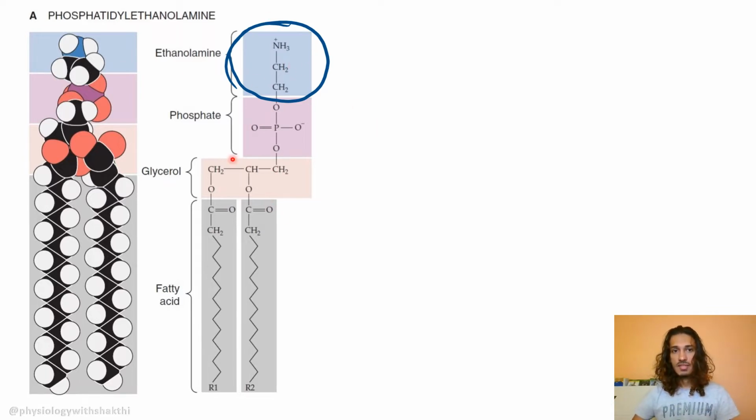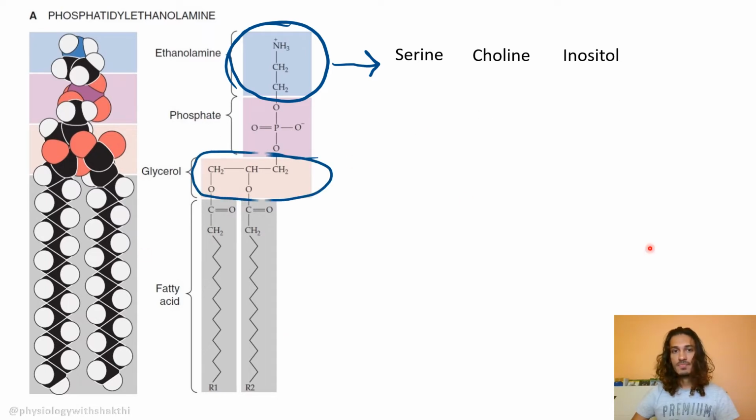For example, this is glycerol based, and if ethanolamine is added over here, it's going to be phosphatidyl ethanolamine. If serine was added, or choline, or inositol, accordingly it would be phosphatidyl serine, phosphatidyl choline, or phosphatidyl inositol. The base structure is the same. It is glycerol based, so all these are called phosphoglycerides. Out of the phospholipids in the plasma membrane, phosphoglycerides are the major component.